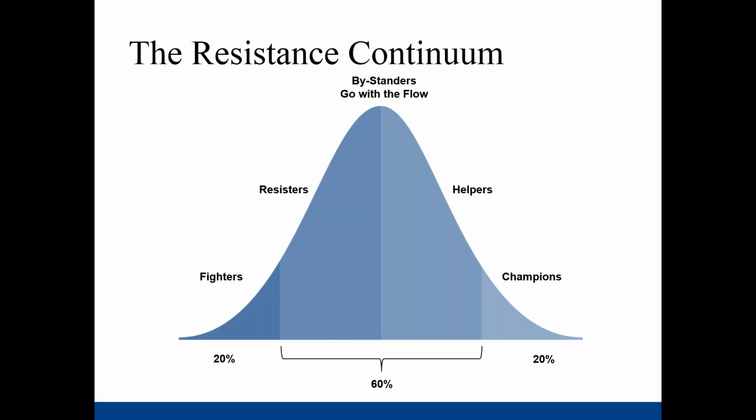So for example, on the left-hand side, you'll see fighters. These are people that are actively and openly resisting change. These are the ones where, if you want to bring something new, a new coverage, whatever it might be, they're going to fight against it. And we know them, they exist. Those will be more of the skeptical folks.